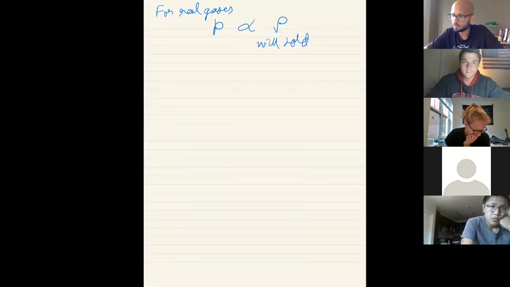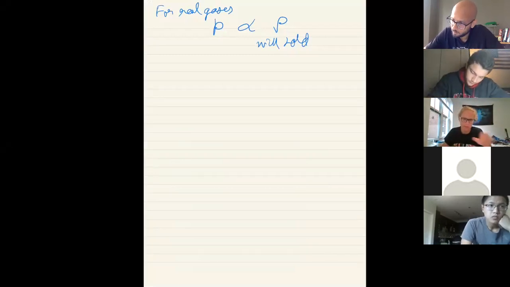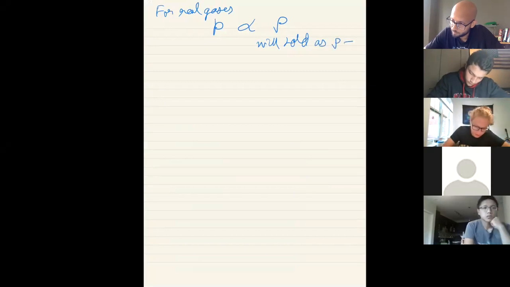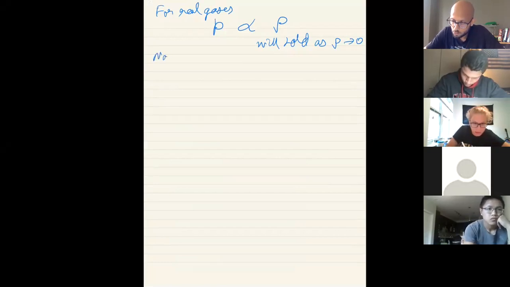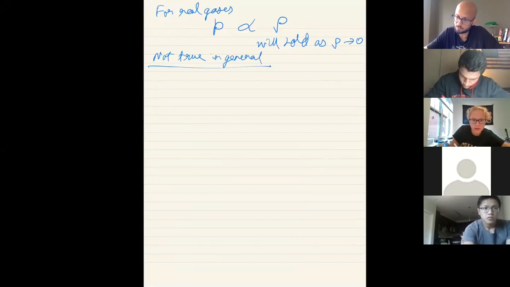So for real gases, the pressure is proportional to density only if density is small. So in the small density limit, as you keep doing this, it will be true. Not true in general. So how do we think of an equation of state for such a real gas in general? There are two ways of doing it. So there are two approaches.